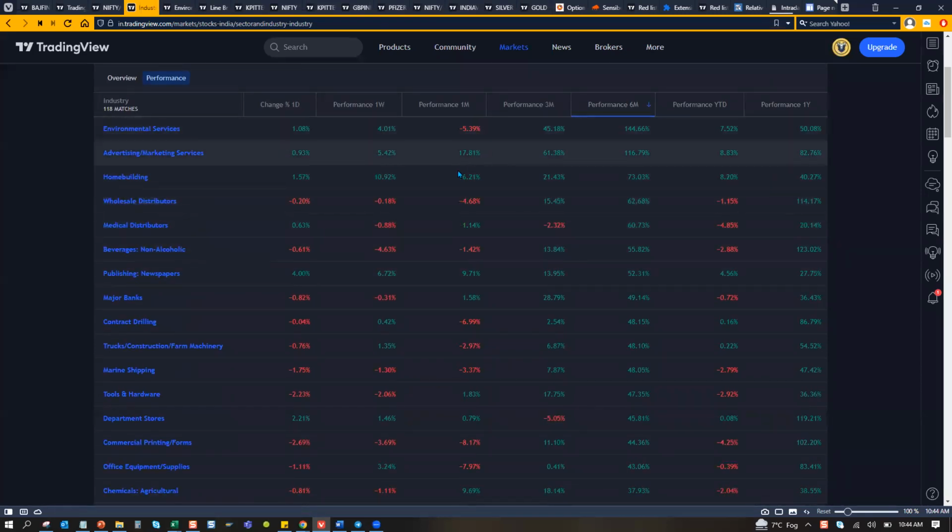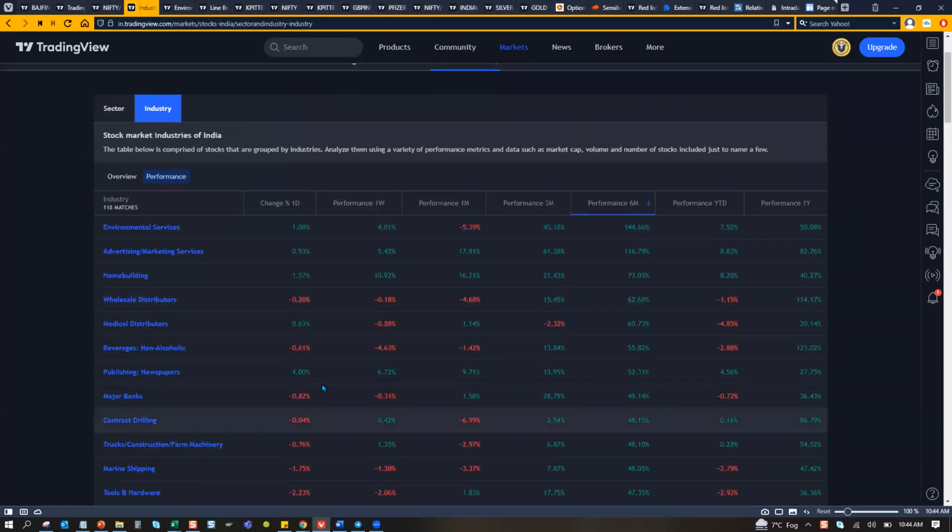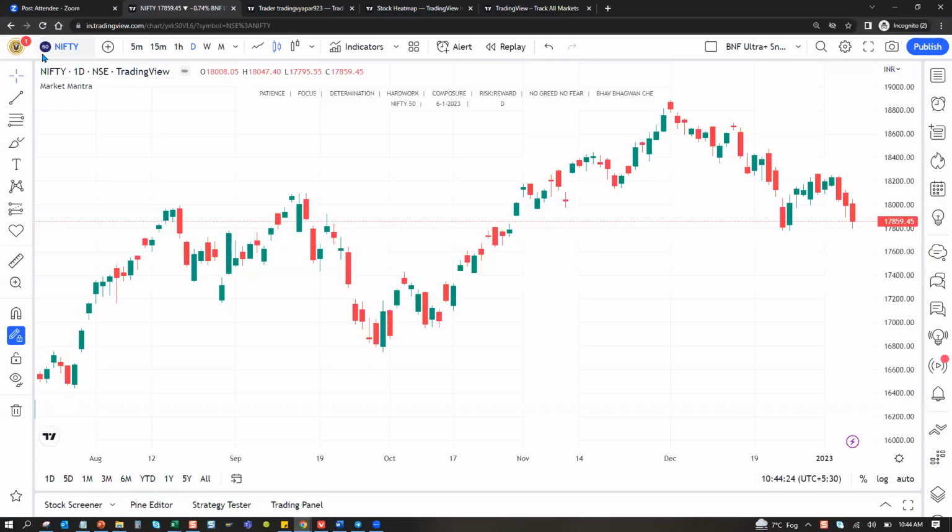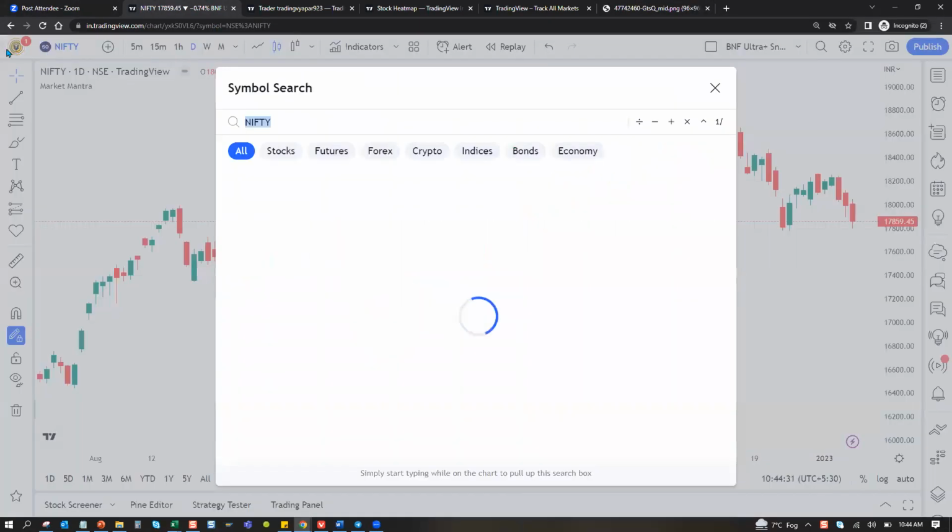Can you change the background? Background, can you change to white? Let me move to this one. Visibility is becoming very poor in black. Yeah, my bad. Yeah.